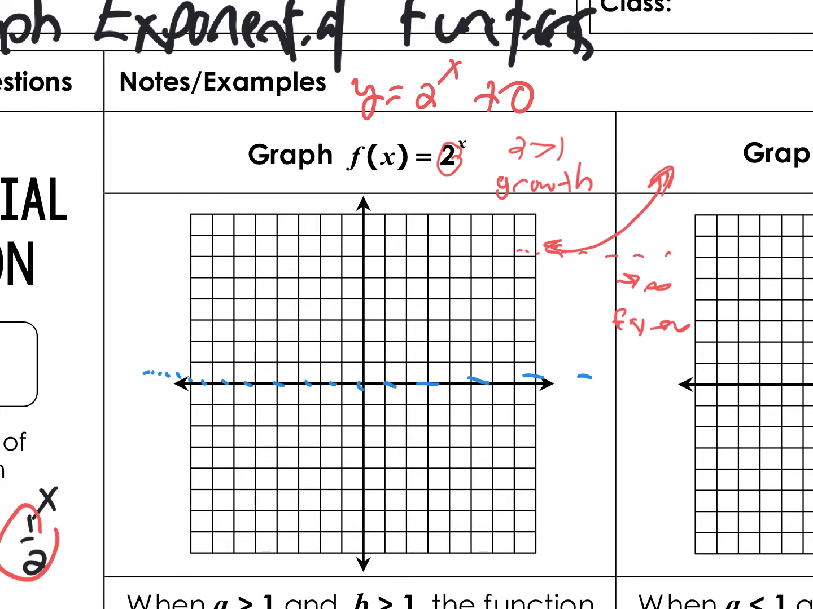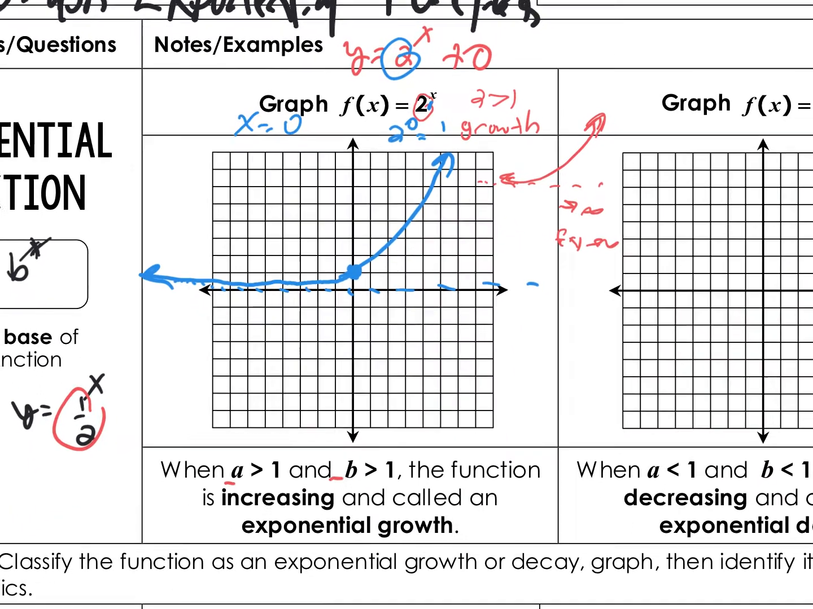I just need to get one very good point, and I will take what happens when x is 0. When x is 0, I get 2 to the 0. Anything to the 0 power is 1. So when x is 0, I have that dot here. And since 2 was bigger than 1, it's going to be a growth. I know for a fact that it's going to go up this way. I could do better and get extra points, but I don't have to. Now, as I go to the left forever and ever, I will approach the horizontal asymptote. So that's my basic graph of an exponential.